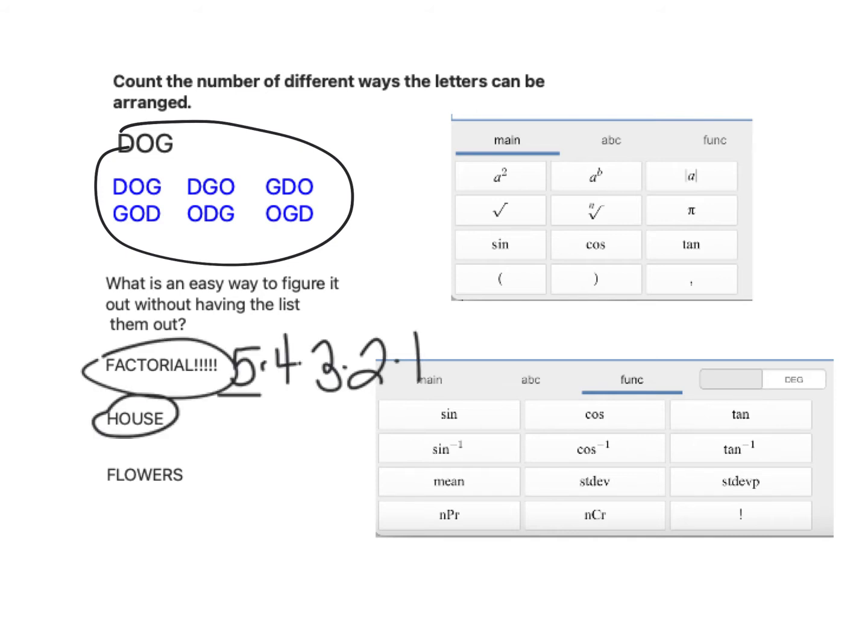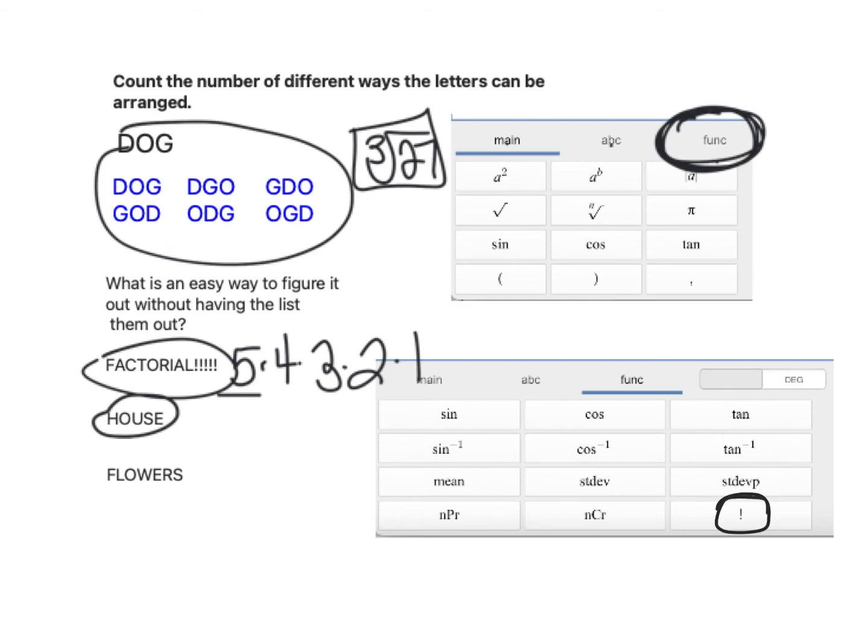And your calculator actually has a button for that. So if you look in your Desmos calculator, and I highly encourage you to pause the video and open your Desmos calculator, the one that's green and has the cube root of 27 on it, that's the one you're going to want to use. In the lower left-hand corner, there are 3 options: main, ABC, and function. You need to go into the function. And then down in the lower right-hand corner, you see an exclamation point. That exclamation point indicates factorial.